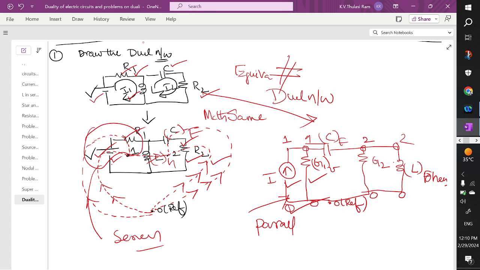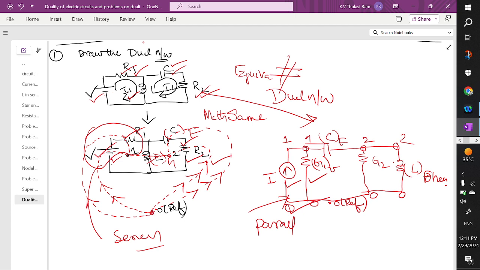So you have a voltage source and R1. Current I1 is flowing across V and R1. Current I2 is flowing across the capacitor and R2. So this inductor is common to the first loop and second loop. Replace loop I1 with a node V1. Replace the loop I2 with a second node and draw an outer node at the outside.